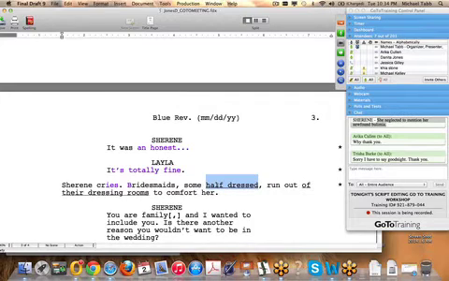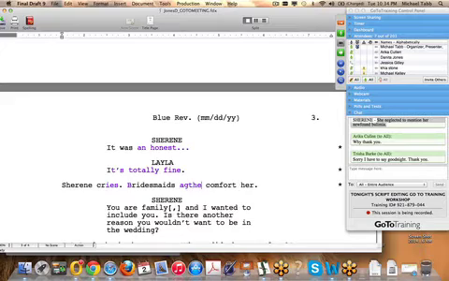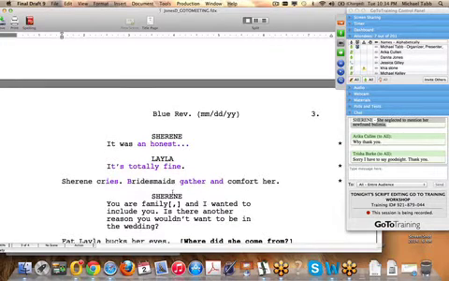Okay, again, this is funny. The fact that they're half dressed. Some. But if somebody's bridesmaids gather and comfort her. Okay.